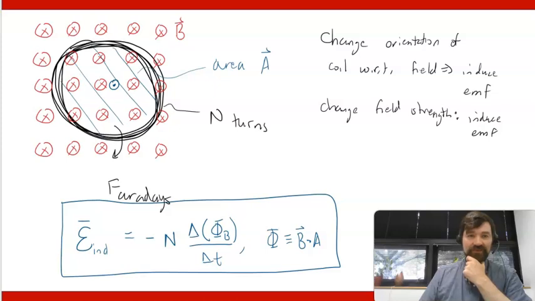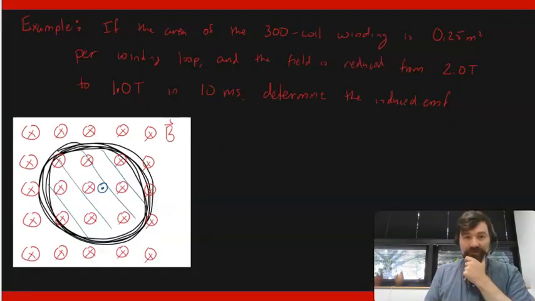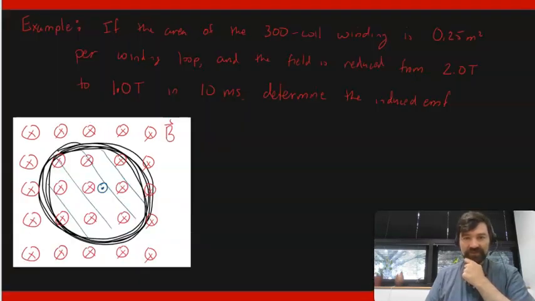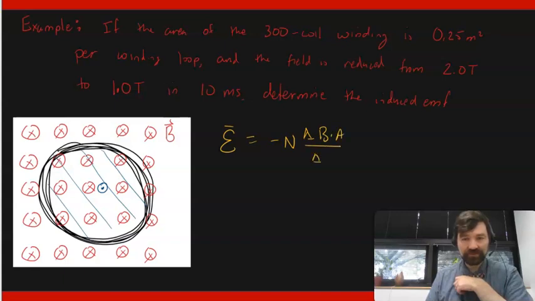Quick example, and then we'll wrap up. All right, so for this example, I have also a diagram, which is essentially the same diagram as what I showed up here. We're just putting some numbers to it. So we're reducing from 2 to 1 Tesla. We have an area, we have a number of windings, we have a time. The induced EMF should look like negative N delta B dot A over delta T. Remember that B dot A is the change in flux.